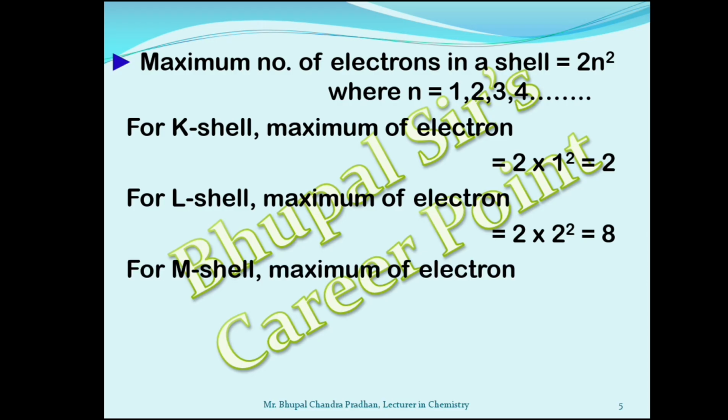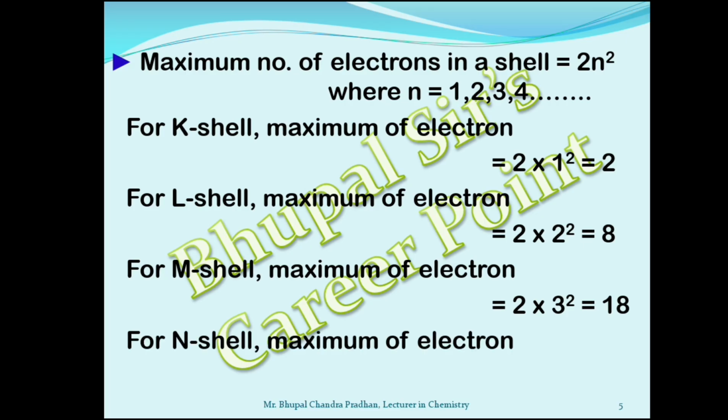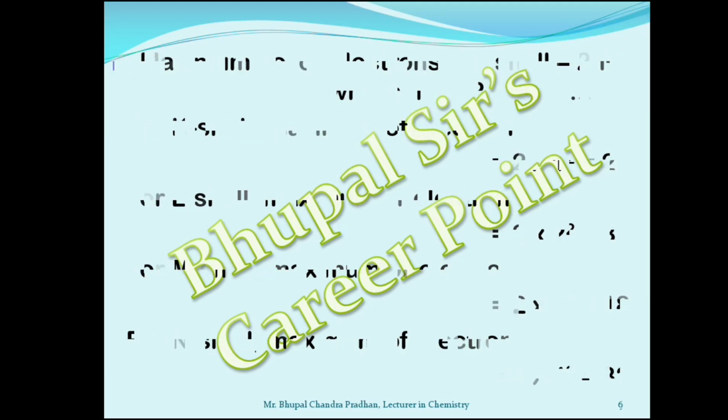For M cell, n is equal to 3. So 2 into 3 square, that is equal to 18 electrons can be present in M cell. In N cell, n is equal to 4, so 2 into 4 square, that is 32 electrons can be occupied in N cell.